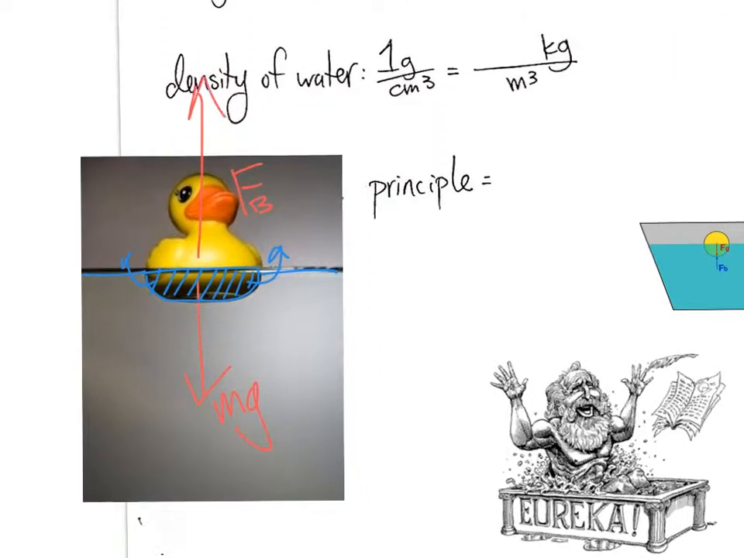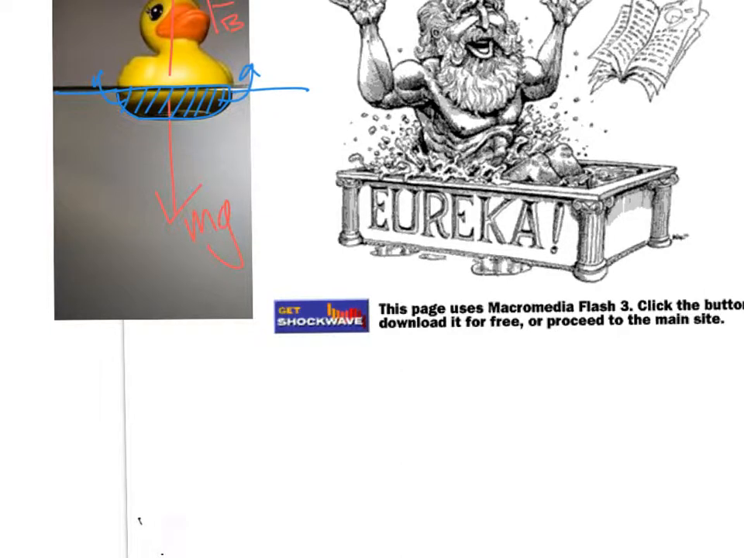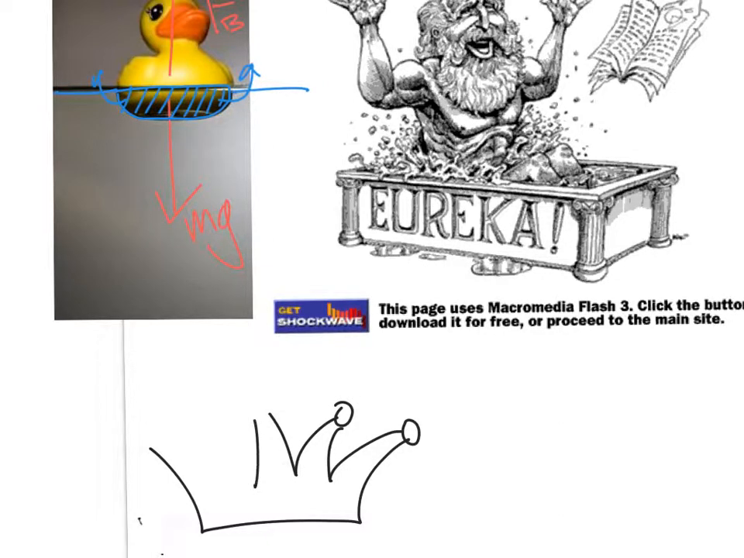And I'm looking for some blank space. All right, there we go. So this crown was given to him, and he was told that this crown was all solid gold. And the king wanted to know if that was the truth, because he was going to kill the person if it wasn't. So that's what kings do.